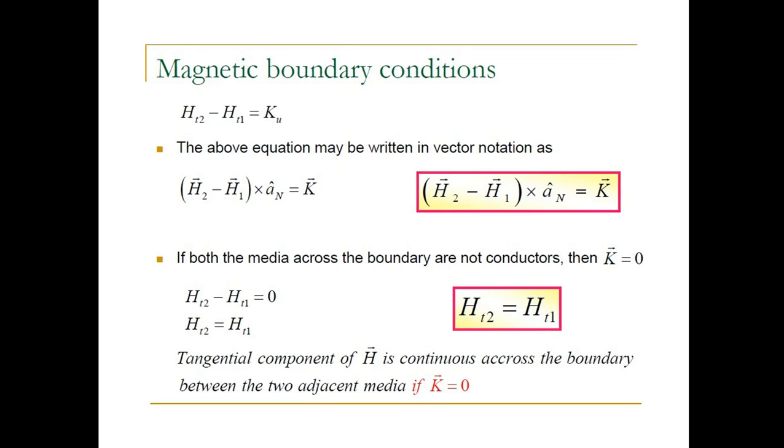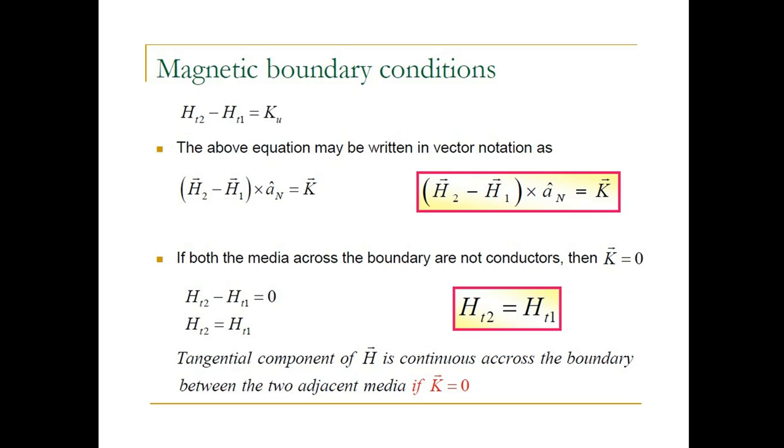The magnetic field boundary condition can also be written in vector notation. The above condition may be written as the cross product of the unit normal vector with H2 minus H1, all of those being vectors, equal to K. If both media across the boundary are not conductors, then K is equal to 0. So the tangential component of magnetic field strength is continuous across the boundary between the two adjacent media if K is equal to 0.